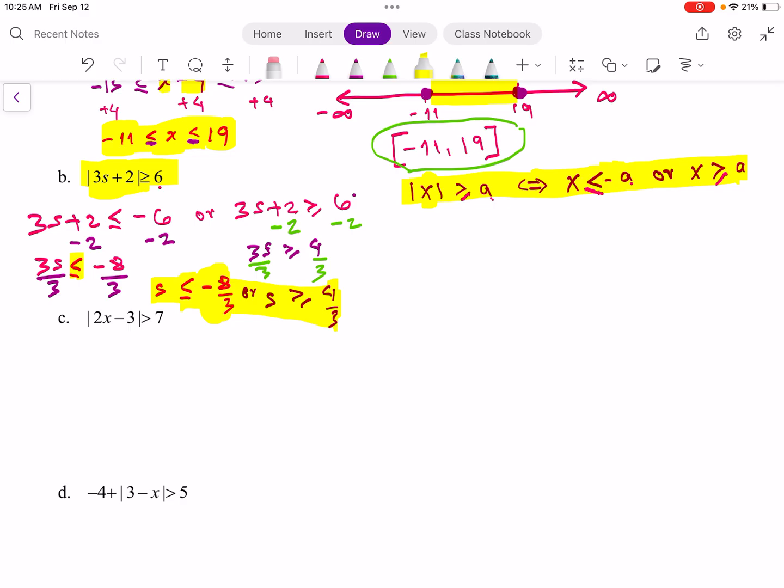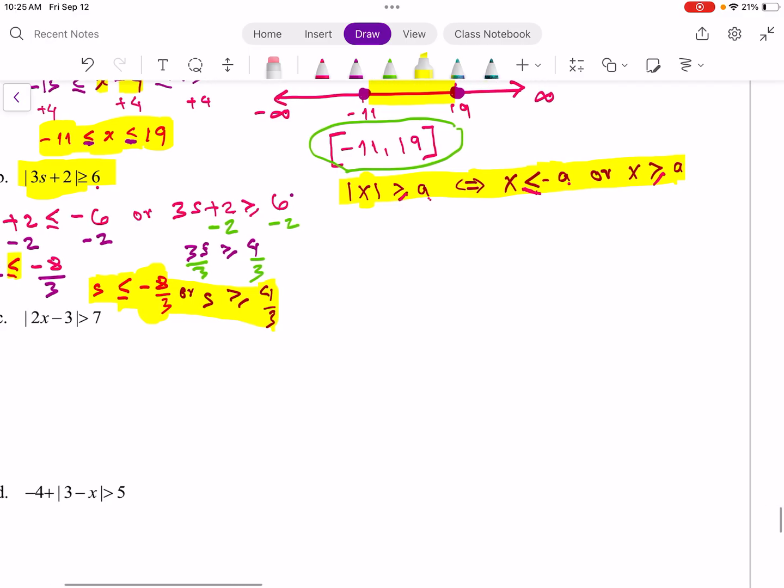Can you think of a number which is less than negative 8 over 3? Like negative 10. So negative 10 is a solution. Or also a number which is greater than 4 over 3, like 5. 5 is a solution. Now let's write this solution in interval notation.